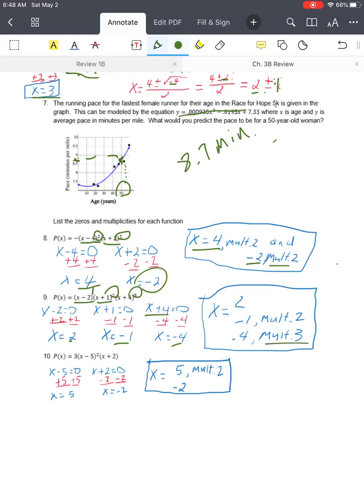And we work this last one the same way. Set the x minus 5 equal to 0, you get 5. And its exponent is 2, so it's a multiplicity of 2. Set the x plus 2 equal to 0, you get negative 2, and there you go. We don't worry about the 3 out front. That's just a constant, and it would just divide out, and we don't worry about it. Okay, so there we go.